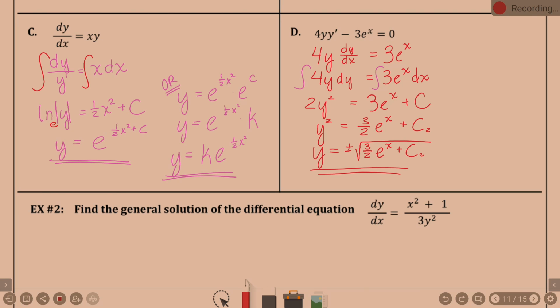Again, I'm trying to show you some options here. The other option would have been to do more of a subtraction thing, where you could have written it as 3e to the x minus 2y squared on one side equals c. It's not a right or wrong thing. It's a different option thing.